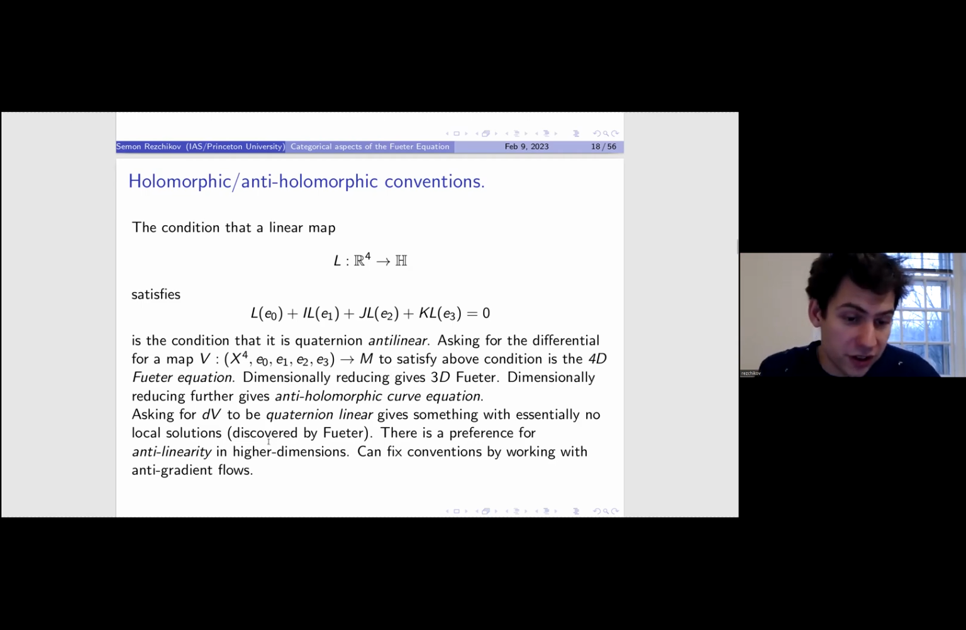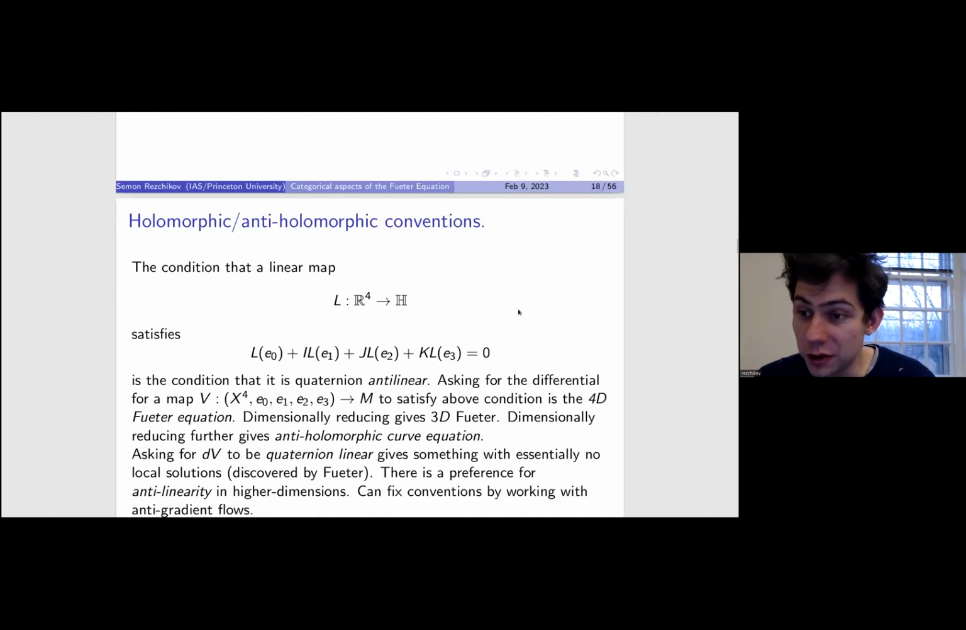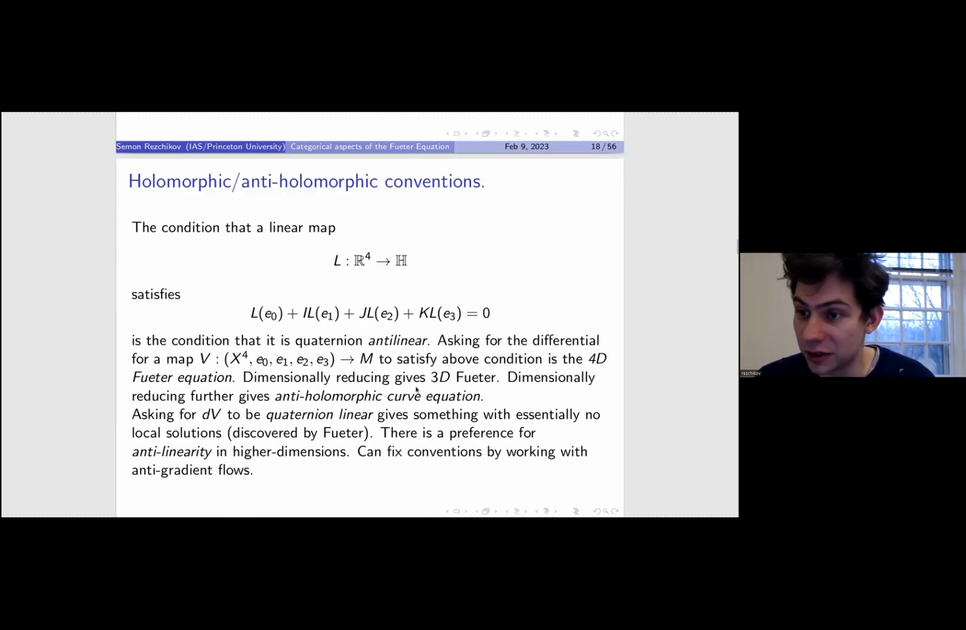So Fueter basically pointed out about 100 years ago that if you ask for a nonlinear map whose derivative is quaternion linear, then the whole map will actually be linear. But there are lots of interesting quaternion antilinear maps. There's all kinds of interesting quaternionic analysis around that. You can develop a version of Cauchy's theorem, Taylor expansions, and so forth, which is very useful for the analysis of the version of this equation from a manifold.